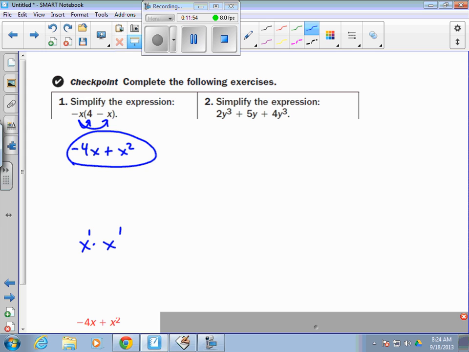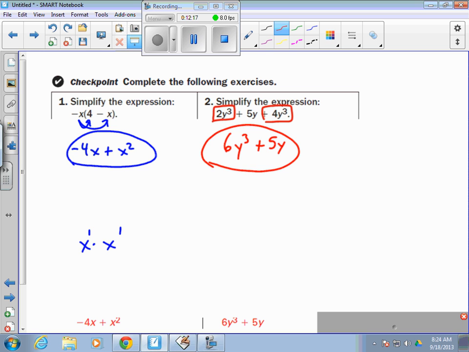For the other one, we're simplifying this expression by combining the like terms. Exact same variable, y to the third, raised to the exact same exponent. Both of them say y to the third. We add the coefficients, 2 plus 4, and we get 6y to the third plus 5y. It stands alone. That's all you can do with that because we don't know y's value.